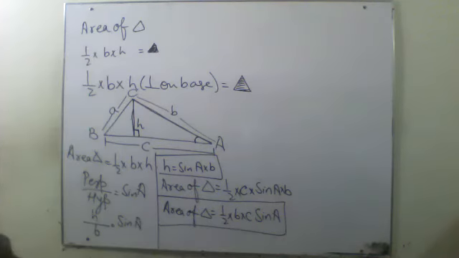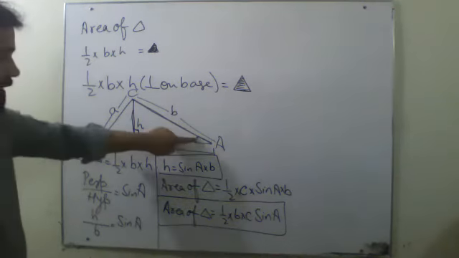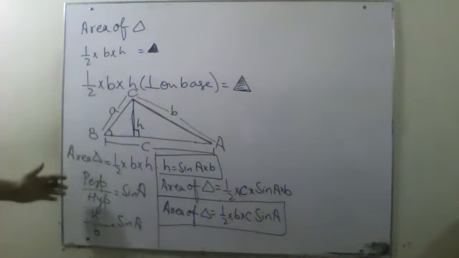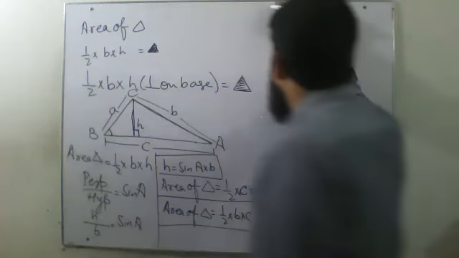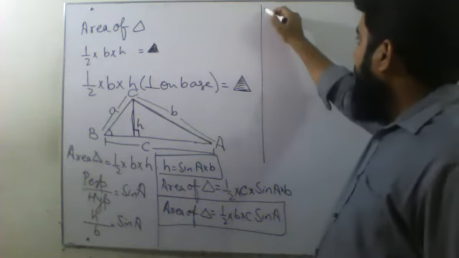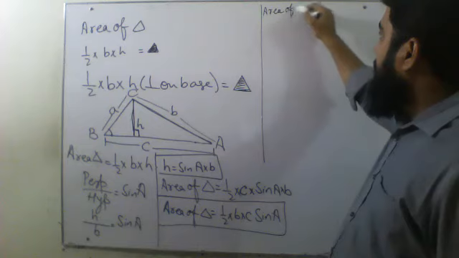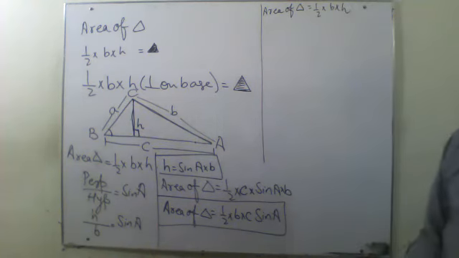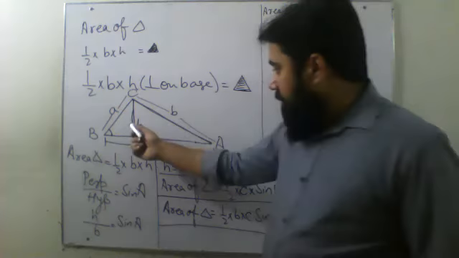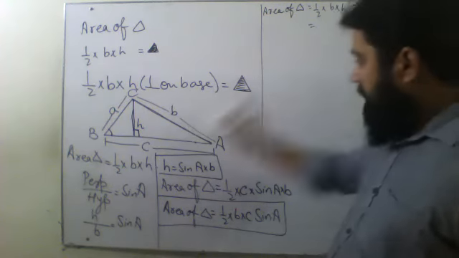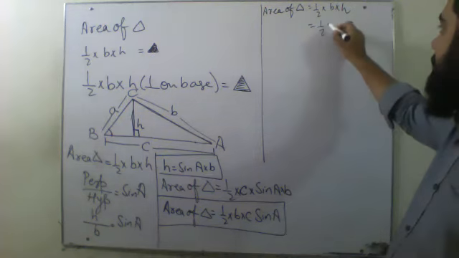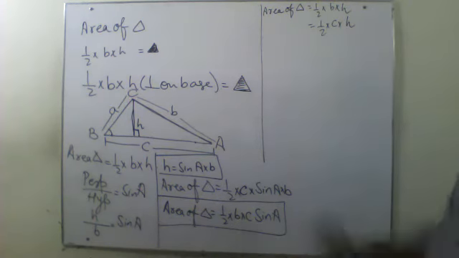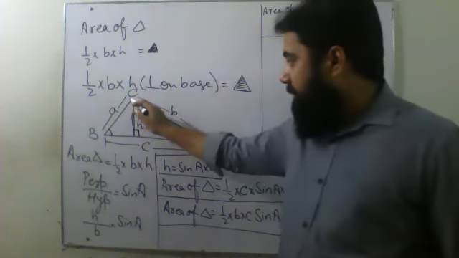Now, for instance, if someone says, no sir, I don't want to find it with this one, I want to find it with this one. Okay, suits me, no problem. How will I do it? Area of triangle equals half into base into height. The base will again be C, but the perpendicular height is missing, so I have to find this perpendicular height.